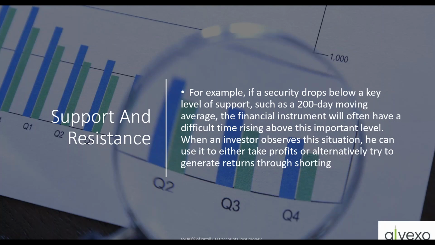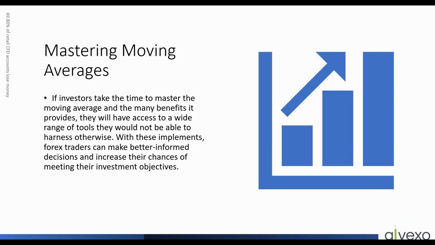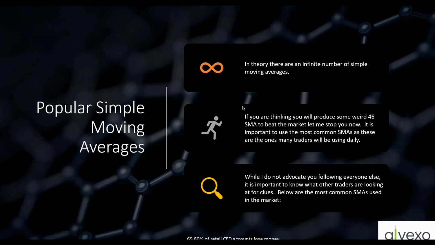But moving averages also help us see support and resistance. So if investors take the time to master the moving average and the benefits it provides, they will have access to a wide range of tools that they would not be able to harness otherwise. With these implements, Forex traders can make better informed decisions and increase their chances of meeting their investment objectives. So in theory, there are infinite numbers of simple moving averages, or EMAs or DMAs. If you think you will produce some weird 46 SMA to beat the markets, as I told you, don't.